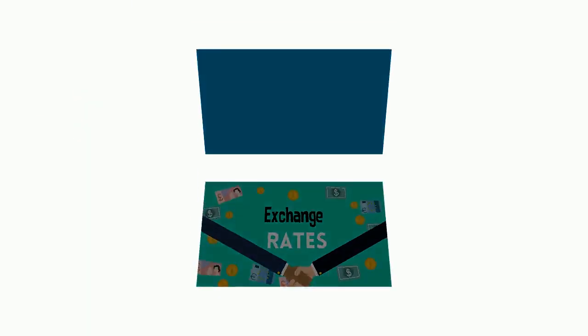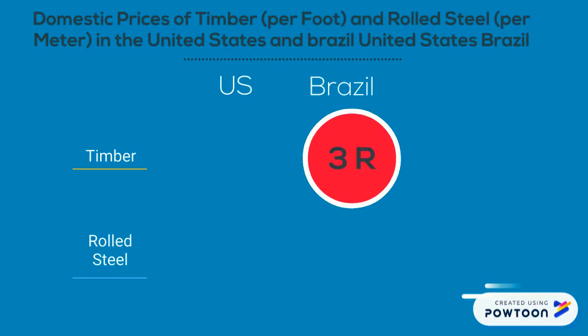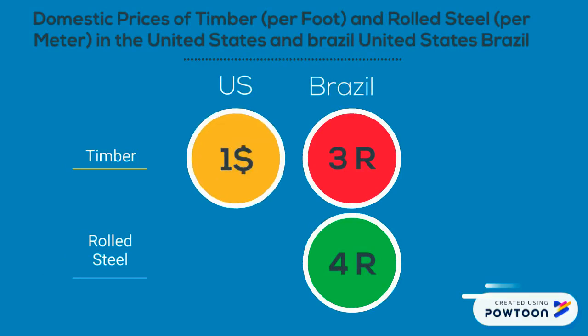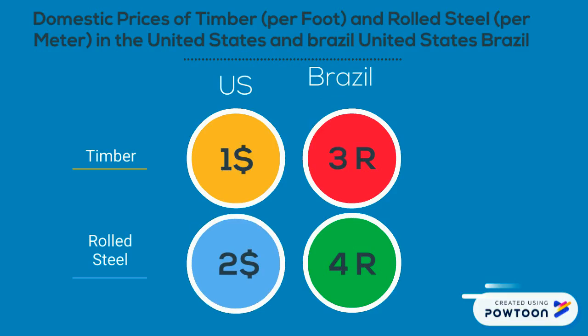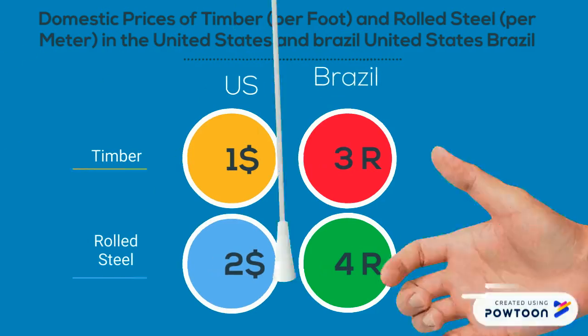In Brazil, timber is priced at 3 reals per foot and steel is priced at 4 reals per meter. In the United States, timber costs $1 per foot and steel costs $2 per meter. Suppose US and Brazilian buyers have the option of buying at home or importing to meet their needs. The options they choose will depend on the exchange rate.